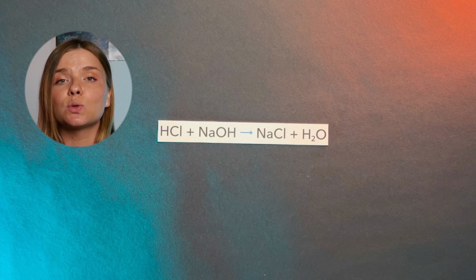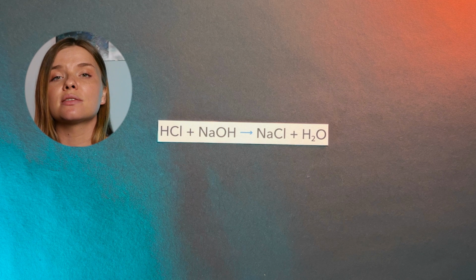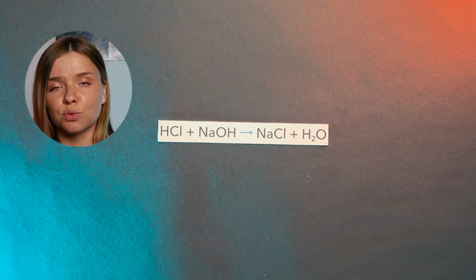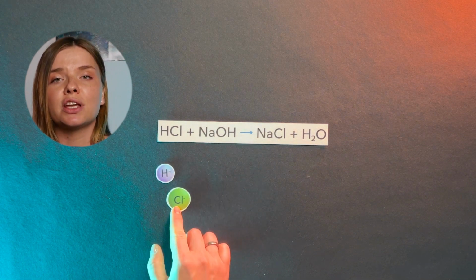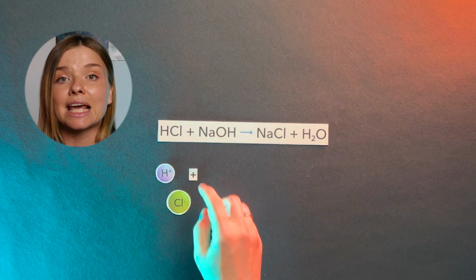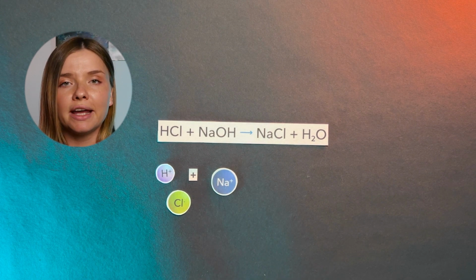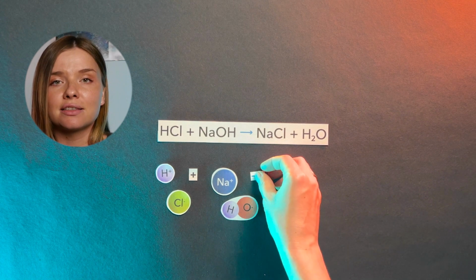Hydrochloric acid reacts with sodium hydroxide, and in this reaction produces sodium chloride and water. In aqueous solution, hydrochloric acid dissociates into hydrogen cations and chloride anions. And sodium hydroxide, which is alkali, dissociates into sodium cations and hydroxide anions.